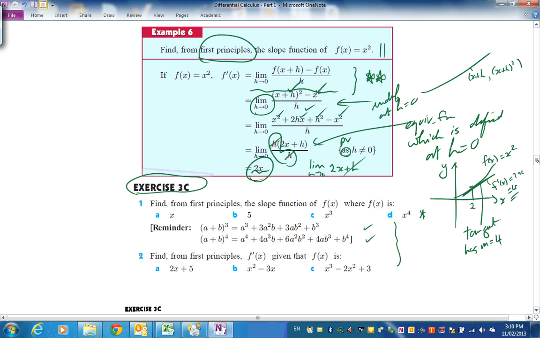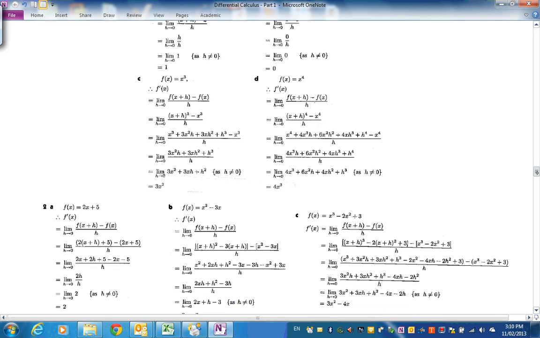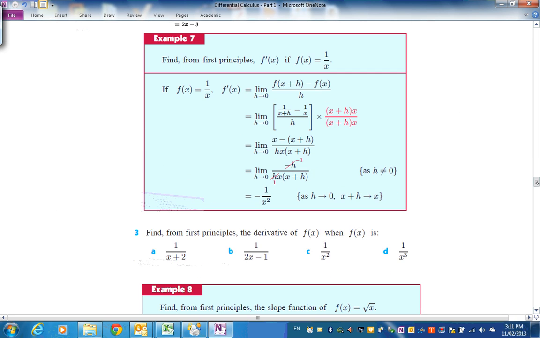I'm going on now. And what we're going to do is have a look at a slightly different example. Find the derivative, the slope of the tangent giving function, when I've got a fraction. Can you see the difficulty here? f of x plus h is 1 over x plus h. Take 1 over x. A lot harder.